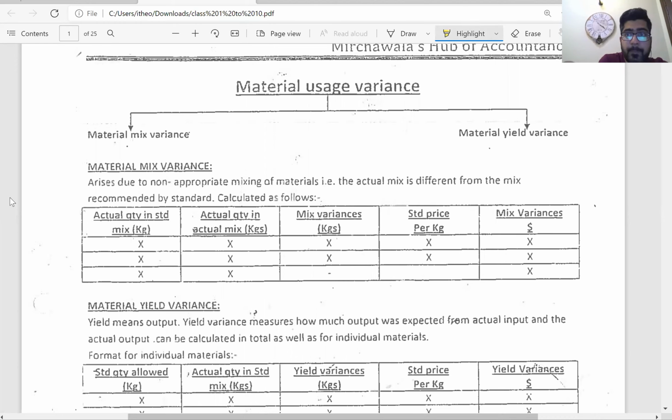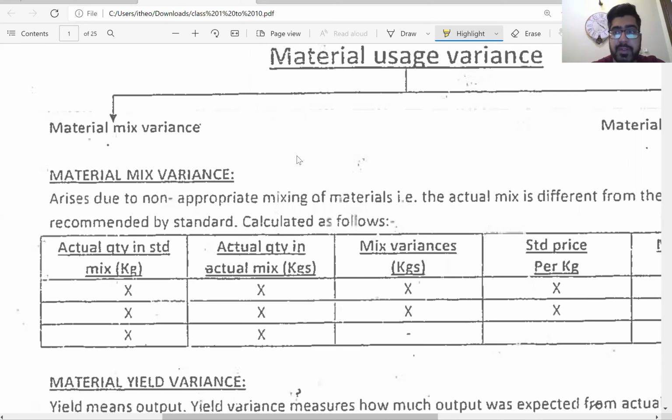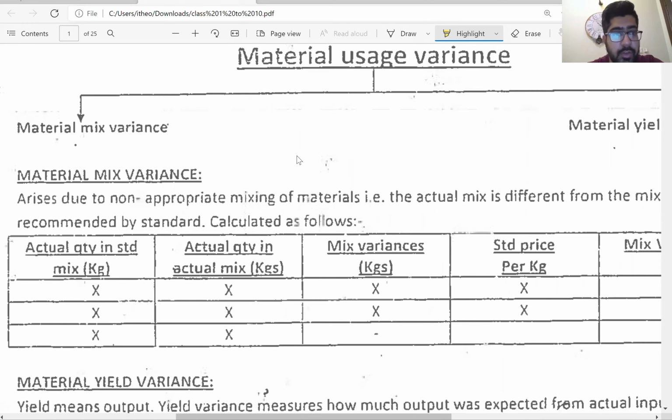See, the definition: arises due to non-appropriate mixing of materials. That is, the actual mix is different from the mix recommended by standard. This variance arises due to non-appropriate mixing of materials. What does non-appropriate mixing mean? Actual mix is different from the mix recommended by standard.